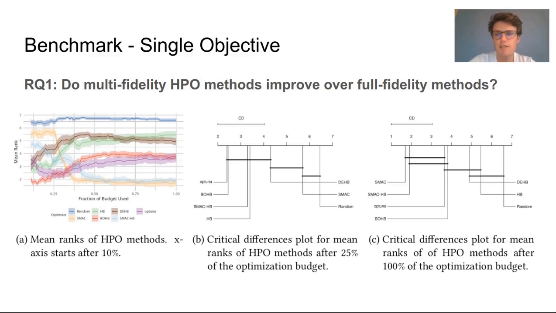This picture changes when we allow for high optimization budgets. In this case, SMAC still improves over other baselines such as Bob, DEHB, hyperband, and random search. So for higher budgets, it seems that this is not necessarily the case.